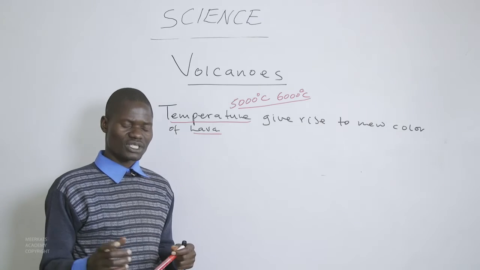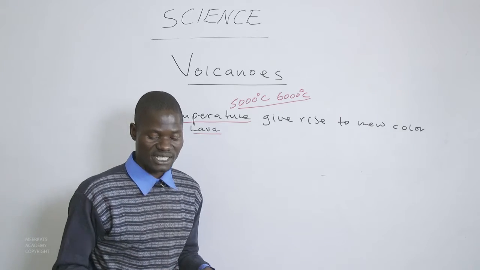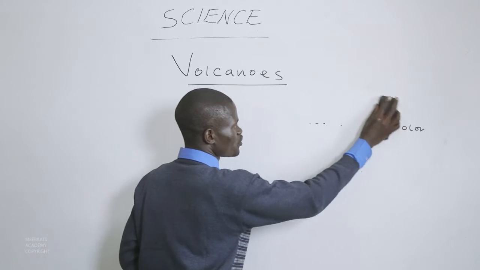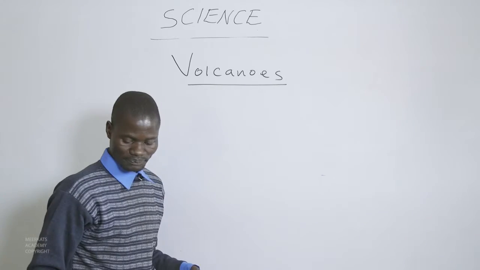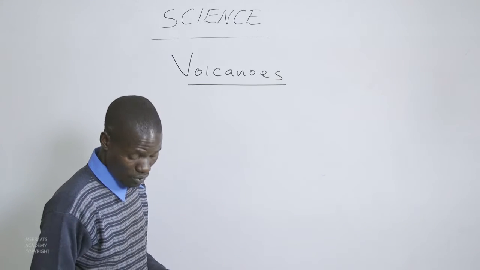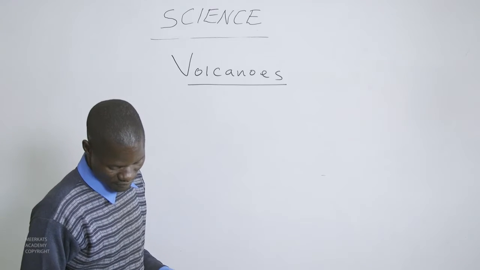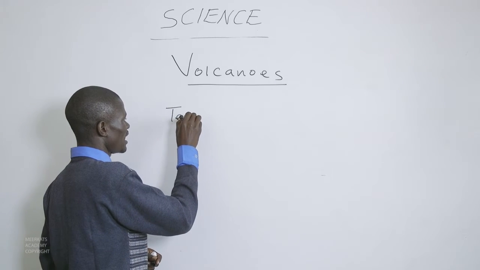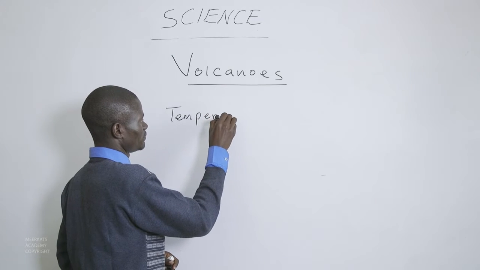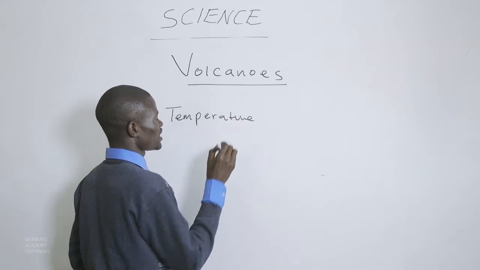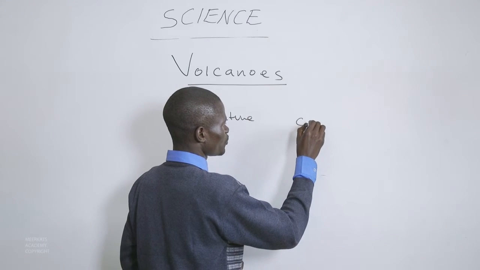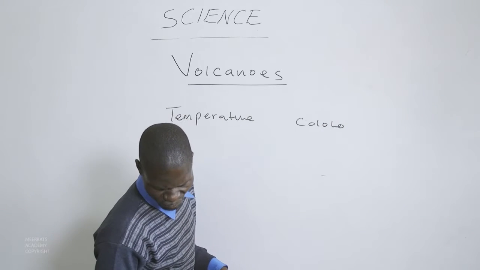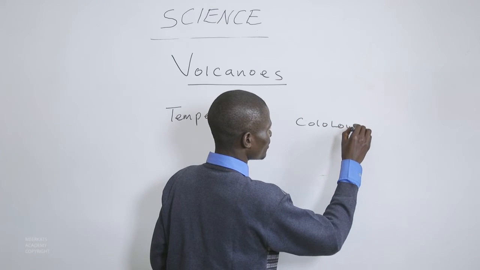I would like us to see various temperature ranges and the kind of color that is seen on various forms of lava. We will have the temperature range here. At what temperature? And then we look at the color of lava.